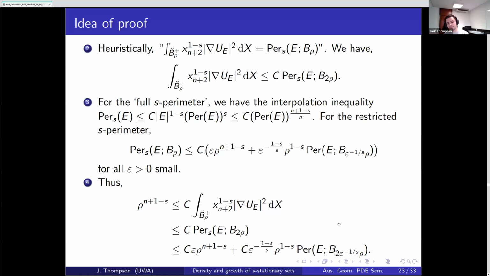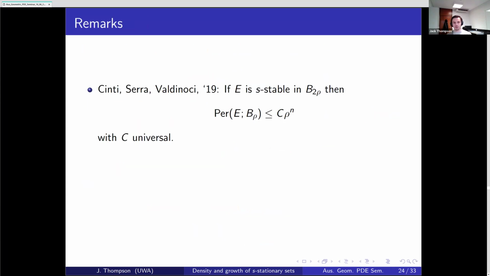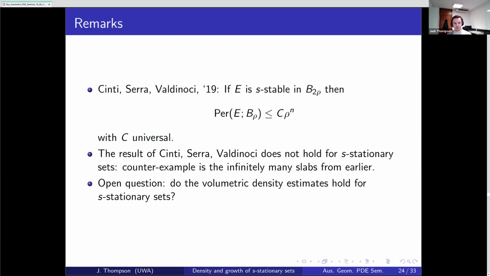So I obtain the density estimate for S stationary sets. Okay. So the motivation for this, and I won't spend too much time on this so I can get to the second result, was actually to do with proving a Sobolev inequality on hypersurfaces. So, okay, oh, I forgot about this.